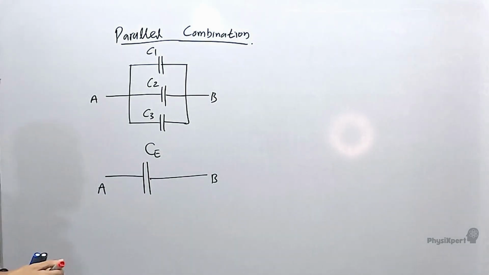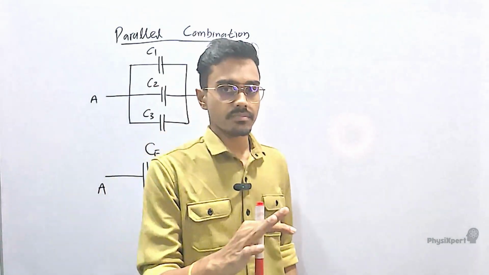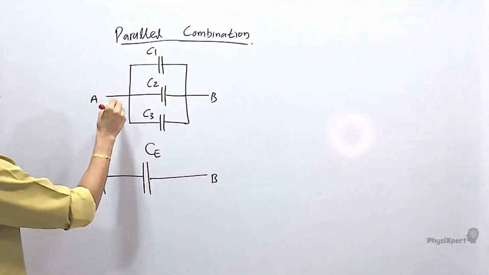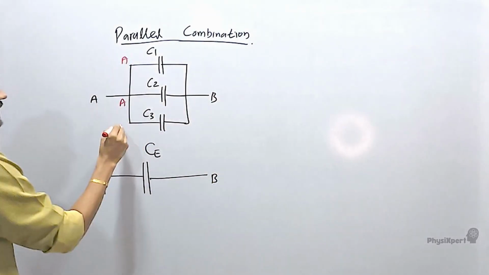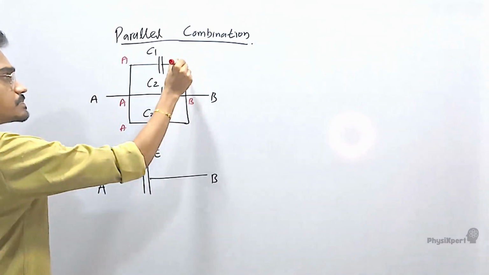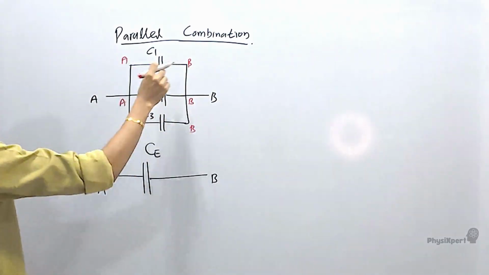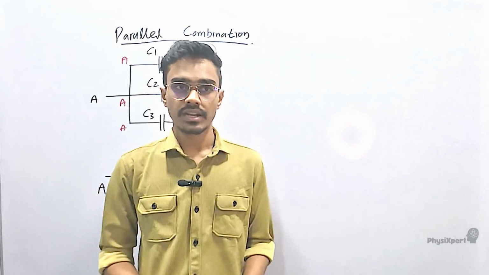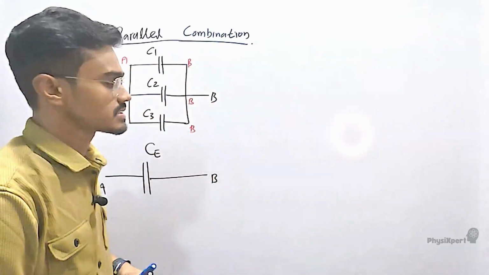Now we know that along conducting wires, the points are not different. So if this is A, up to here it is also A, and if this is B, this is B, B, and B. All capacitors are connected between A and B, which means the same potential difference across all capacitors.